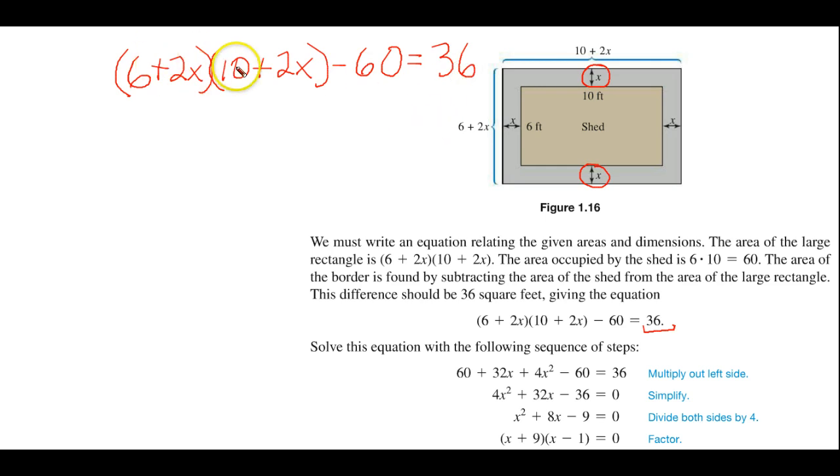Now you might say, oh, it's in factored form. Well, not so easy, because you have to put it in standard form. This is not standard form. So the first thing we have to do is FOIL this, transpose this 36 to the other side, where this will become a negative 96.